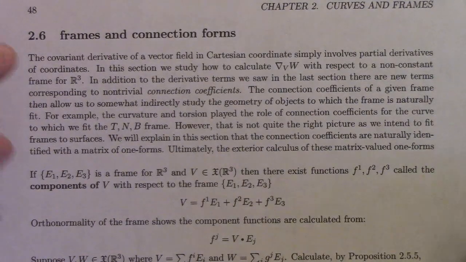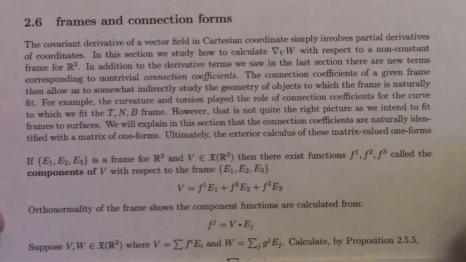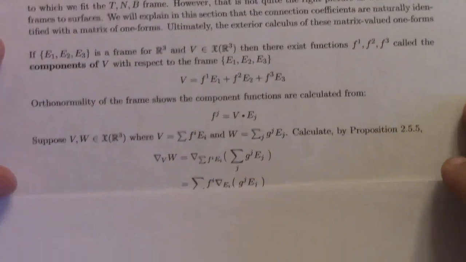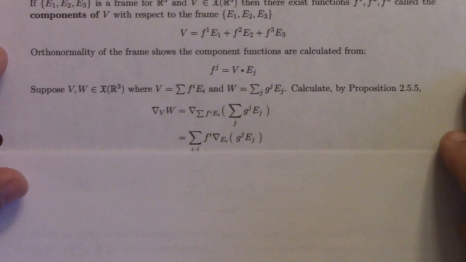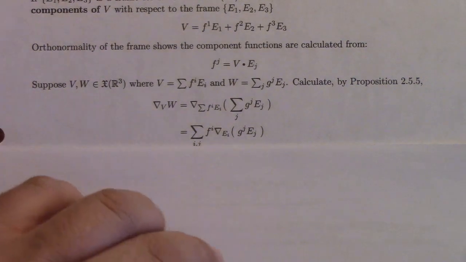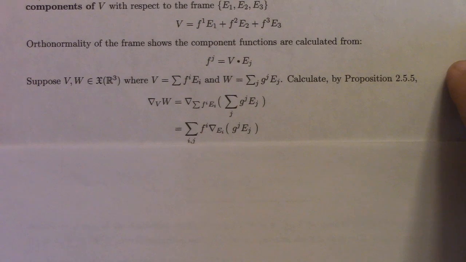Okay. So, section 2.6, frames and connection forms. We've actually kind of started into this already, in the sense that we looked at the attitude matrix earlier in the chapter, and this is somewhat related to that. But we'll get back to the attitude matrix is all I'm trying to say, okay?